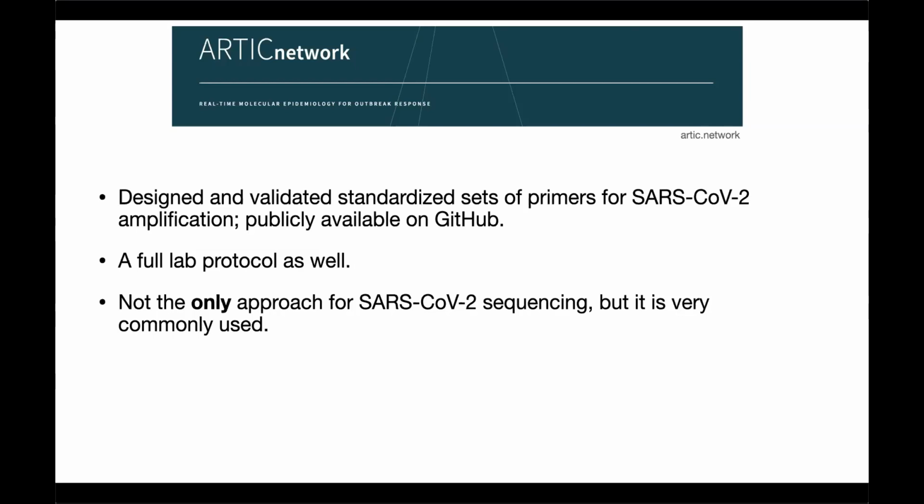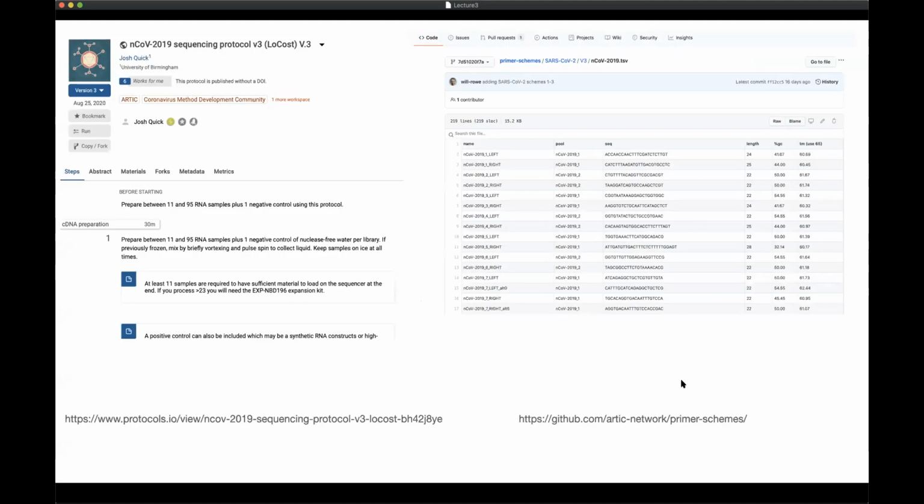You have reference labs and large institutions that have the technical expertise to do their own sequencing, design their own primers, and use their own lab protocols. But for many smaller contributors, especially the ones that publish sequences in this database, GISAID, from all over the world, they use Arctic primers and Arctic protocols. And I think this is a great example of what you could call laboratory open science.